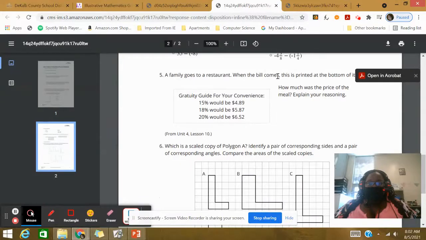Question five, they're asking you about percentages. So five, you guys don't have to do because it's not really relevant to the lesson we've been teaching. And then six is asking you about polygons and which ones are to scale. So you guys do not have to do five or six. Okay. So that is the next thing that was in the packet.